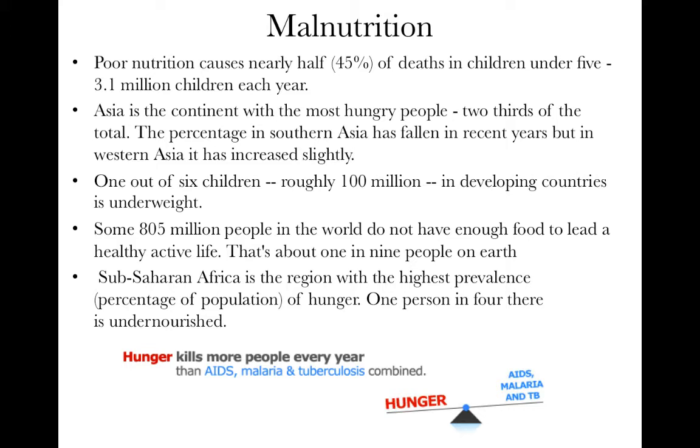One thing that might not be immediately obvious is that Asia is actually the continent with the most hungry people in the world. 2/3 of the total hungry people in the globe live in Asia. And there's some trends here about Southern Asia. That percentage has actually fallen in recent years, but in Western Asia it has actually increased a little bit, at least lately. The third point there, 1 out of 6 children, and that's in the whole globe, about 100 million children in developing nations are underweight, considered under the weight that would be considered healthy.